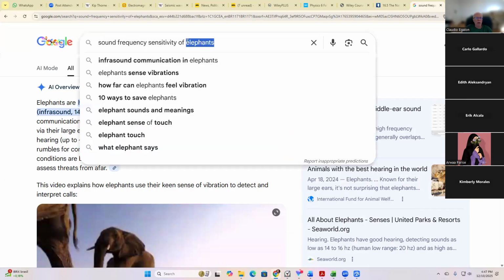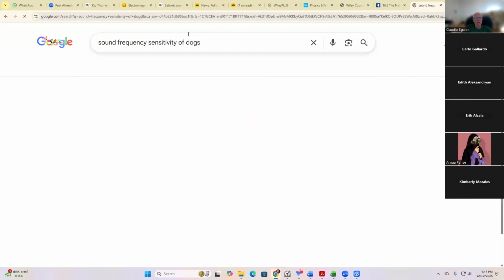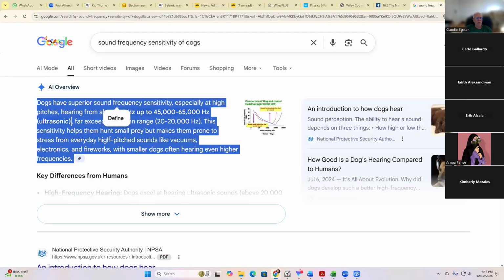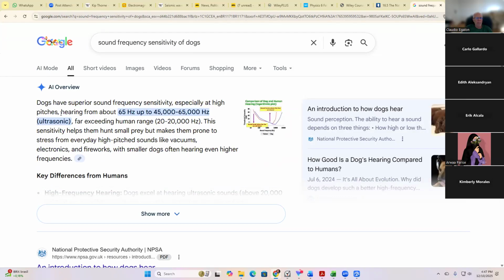What about dogs? Dogs have superior sound frequency sensitivity at high pitches, hearing from about 65 hertz. Humans can go all the way down to 20 hertz. Dogs cannot hear below 65 hertz, but they can go all the way up to 65,000 hertz in the ultrasound region.